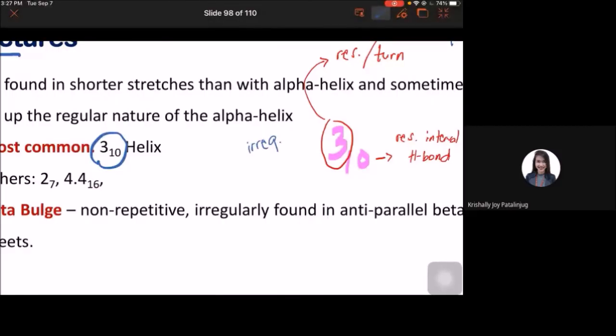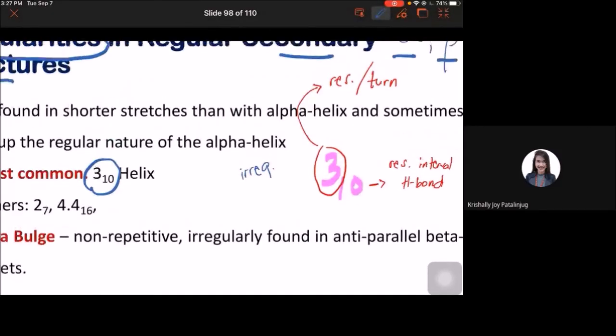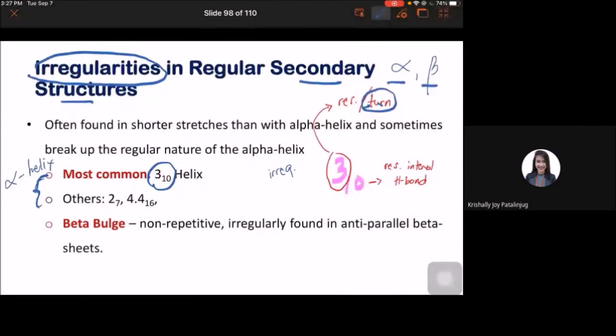Ano ba dapat na basic turn? Number of turns sa isang alpha helix. Ano ba yung basic? Tama. Are you sure it's 4? Turn. Tama, it's 3.6. Diba? 3.6. Yung turn ha, turns. We're talking about the turns. Okay? So, nabubuo yung turns with 3.6 amino acid residues.